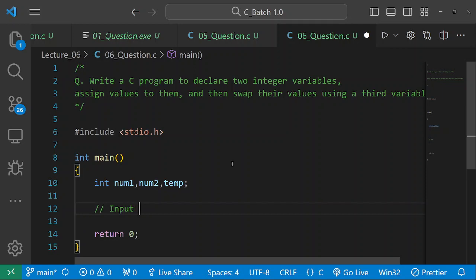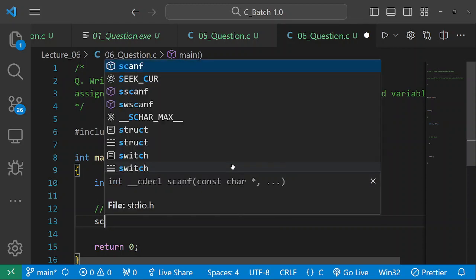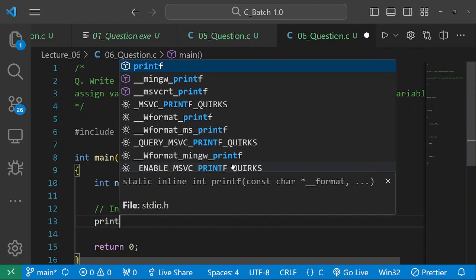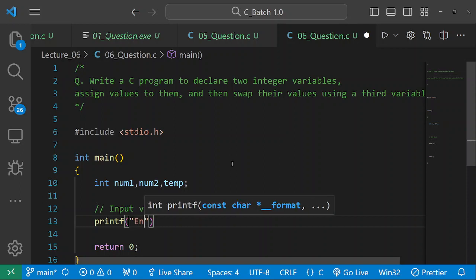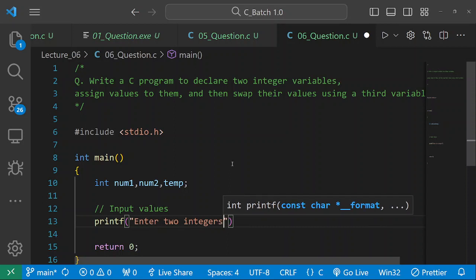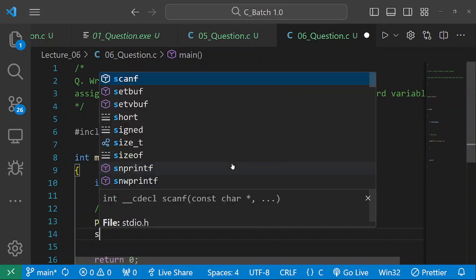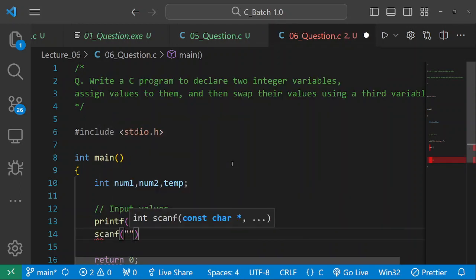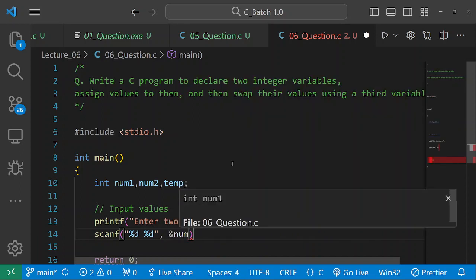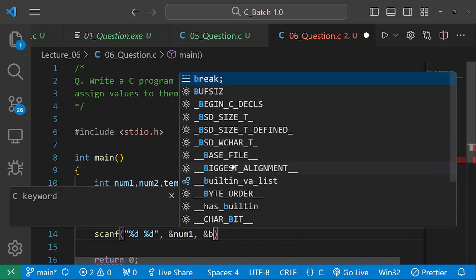So I am going to take input values. For that I will use printf first, following the proper way. Enter two integers. After that, scanf %d %d, then ampersand num1, then ampersand num2.